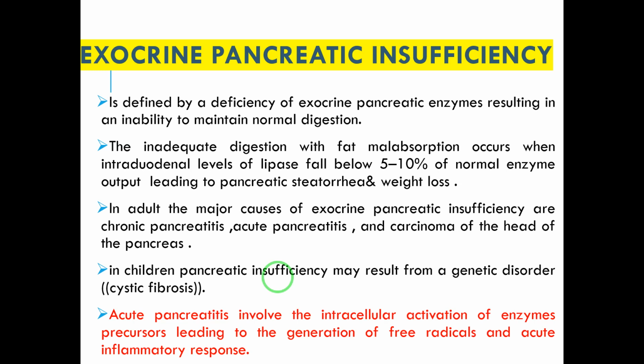The other condition is when we have decreased function of the pancreas, when we have pancreatic insufficiency, because the pancreatic enzymes are very important as an integral part of normal digestion. So if we have a defect in pancreatic production, the digestion will also be abnormal. This may be secondary to chronic pancreatitis or carcinoma of the head of the pancreas that leads to destruction of the cells, so the production of the enzymes that are important for digestion will be low. In children, another cause is cystic fibrosis, which is a genetic disorder.